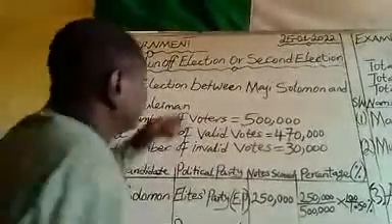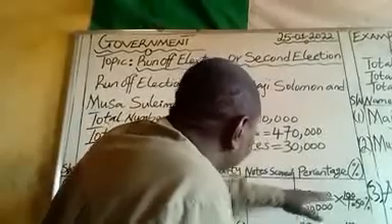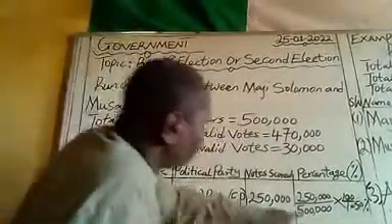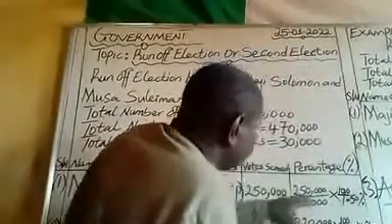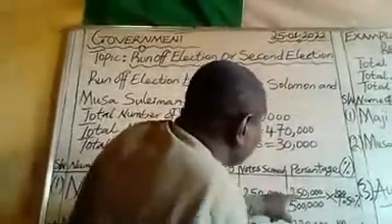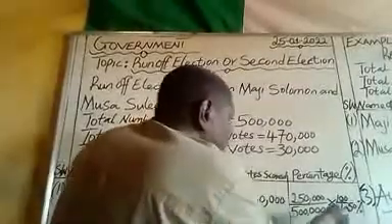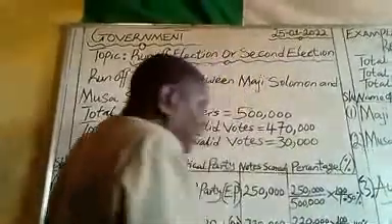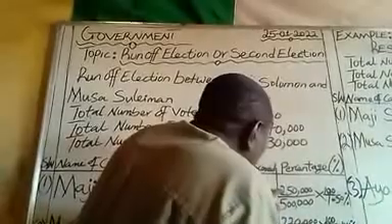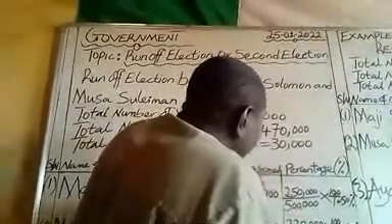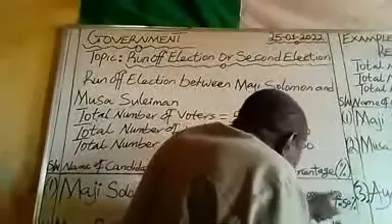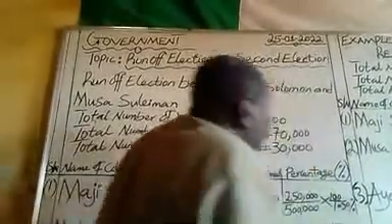He scored 250,000 votes. Okay, 250,000 votes all over the total number of voters, 500,000, times 100 over 1. If you multiply 250,000 by 100, the answer you have got, divide the answer by 500,000, you have 50%. You can still calculate it in this way. 250,000 divided by 500,000. The answer you have got, multiply the answer by 100. You will still arrive at 50%.